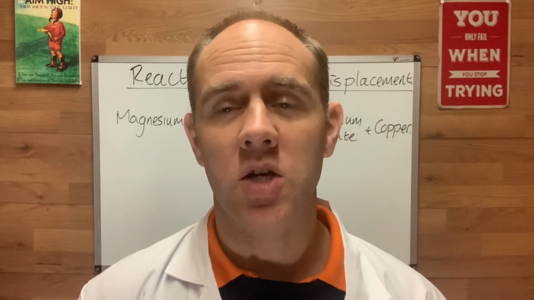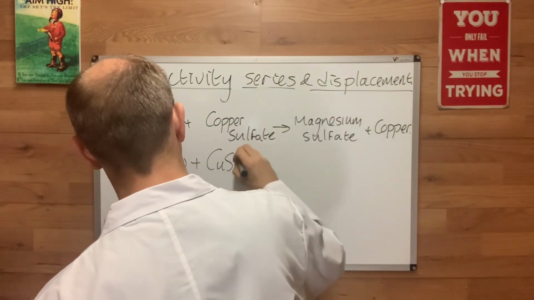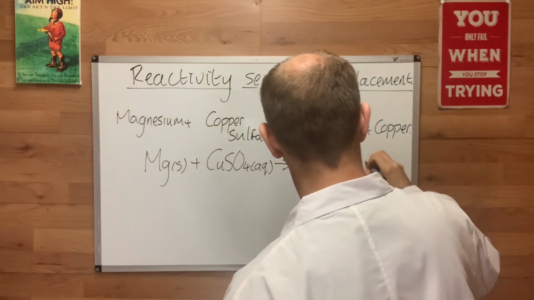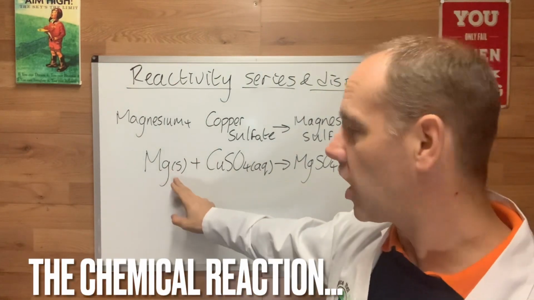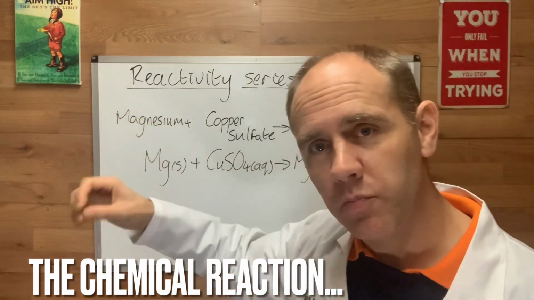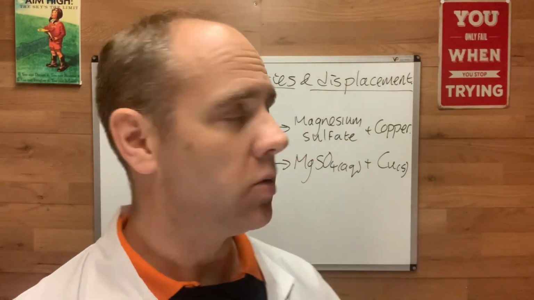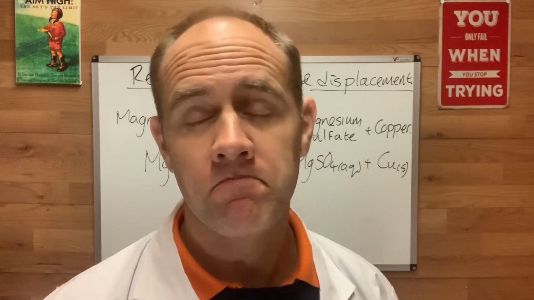The chemical equation looks like this. Because you've got a solid at the start, that's what you've put into the solution. It will react, it will displace it, and you will get copper. And because copper is a solid, it doesn't dissolve, you will actually start to see a colour change. That's it, it's really easy.